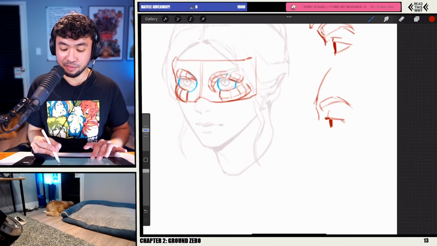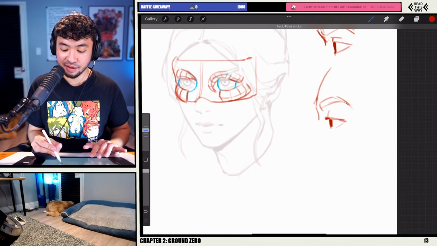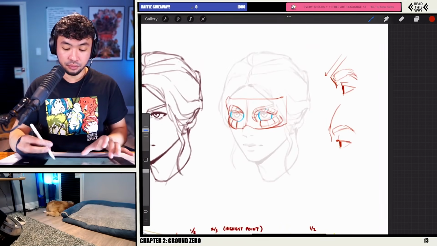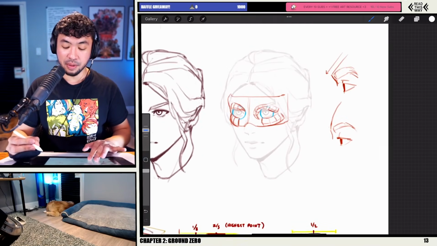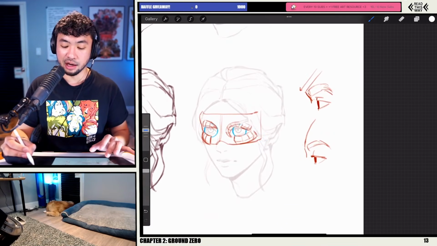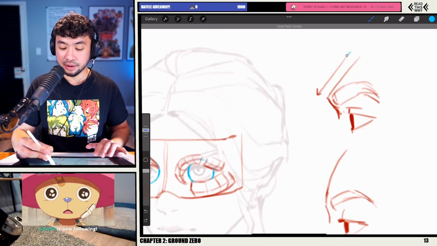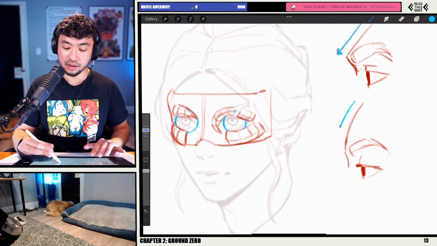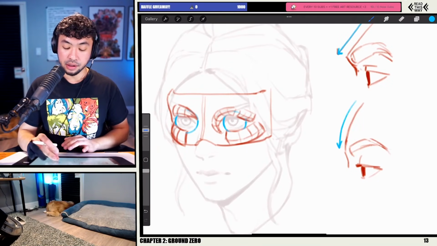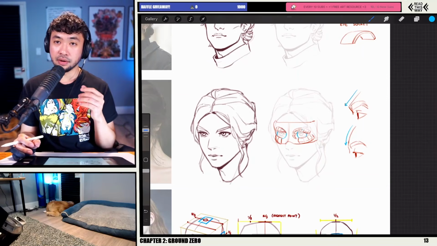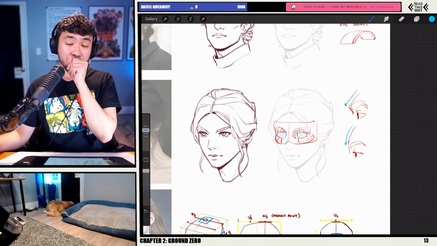Okay, does that help? Let me know if that made any sense. Yeah, every detail is important, especially as you start doing something like the anime style, where you already have a lot less lines than maybe a more realistic style, right? So again, this is mostly focused on the brow ridge today, but we'll get into the other features as well too.